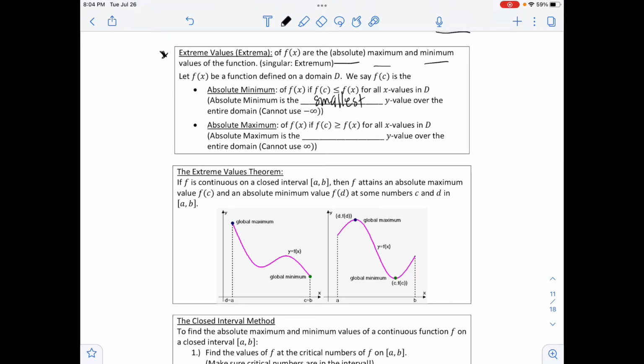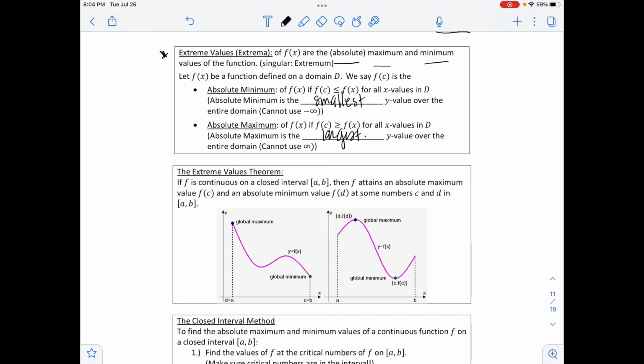And likewise, the absolute maximum of f of x is going to be where f of c is greater than or equal to f of x for all x values in D. The absolute maximum is the largest y value over the entire domain. And again, we cannot use infinity, and so this would be the largest y value.